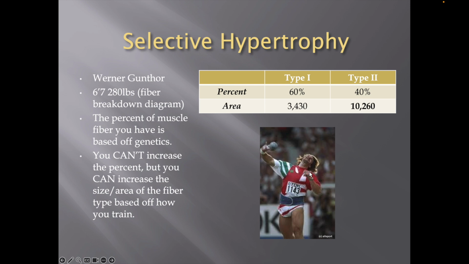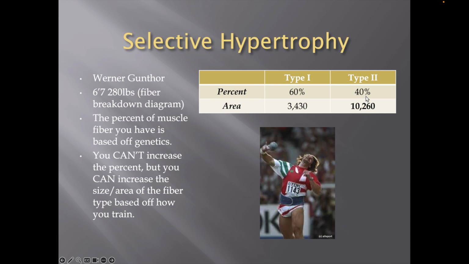Let's take a look at selective hypertrophy, specifically looking at this shot putter by the name of Werner Gunther. This was a big dude, 6'7", 280 pounds. And here's a breakdown of his muscle fibers. What I want you to notice here is that the percent of his muscle fibers between type 1 and type 2 are going to be 60% type 1 and 40% type 2.